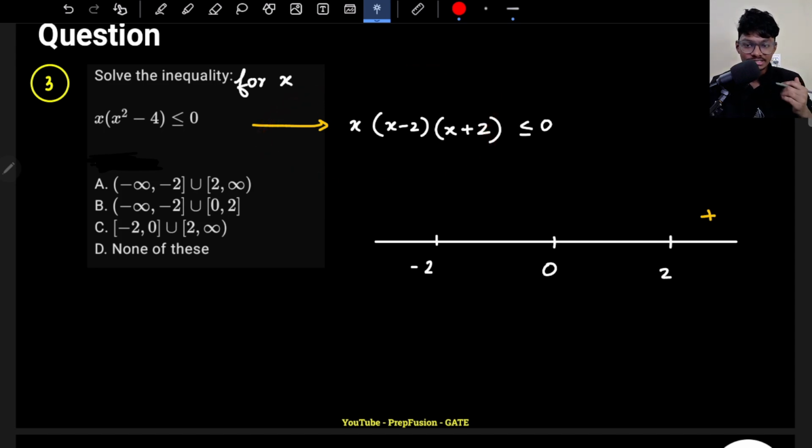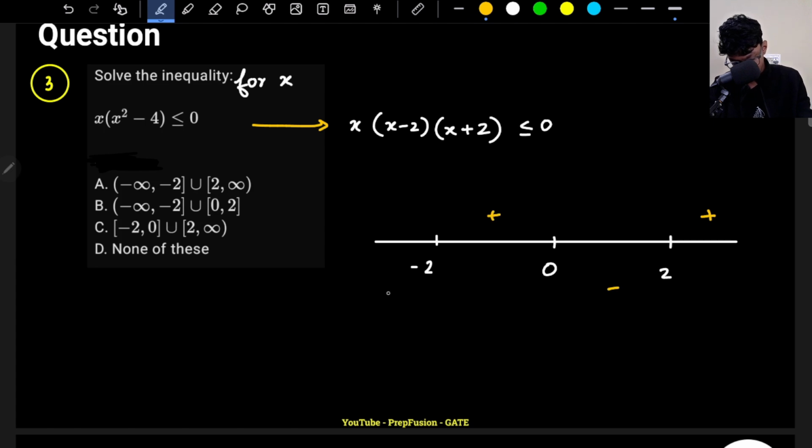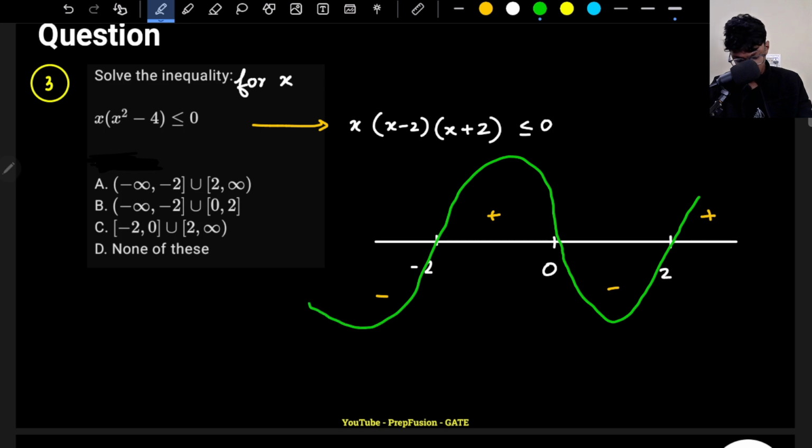Another key point is that between critical points sign change happens. But this point I will revise and tweak, because there is a caveat, a condition to it that I will add at the end. For now, just understand that every time I pass a critical point, the sign will change. So here the sign will be negative, here positive, here negative. I can directly write without even solving for the values. So here it will be positive, negative, positive, and negative.